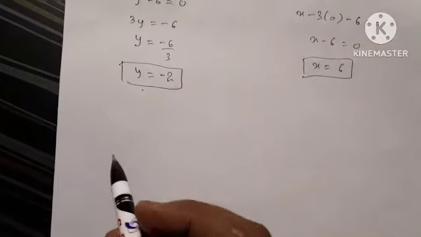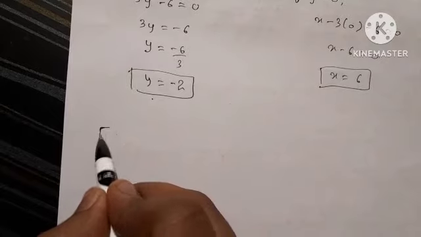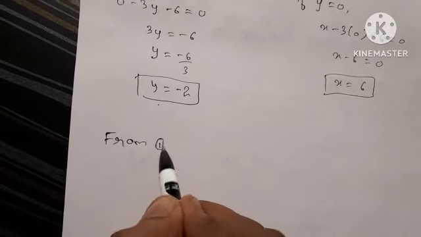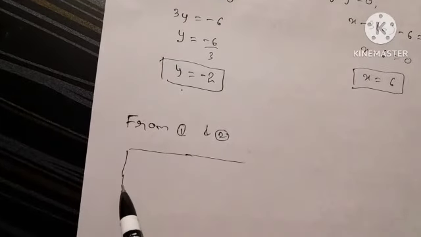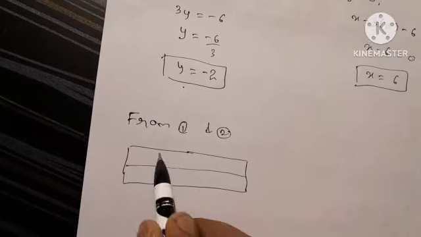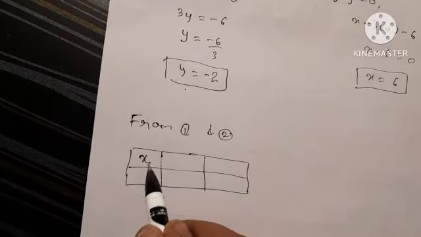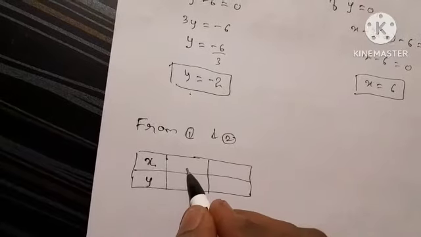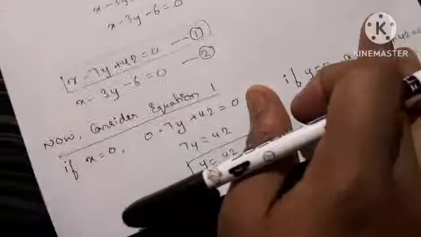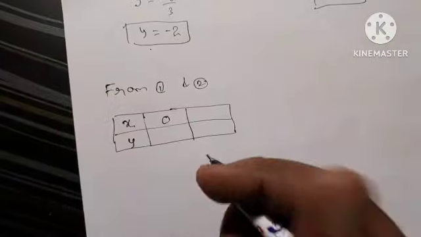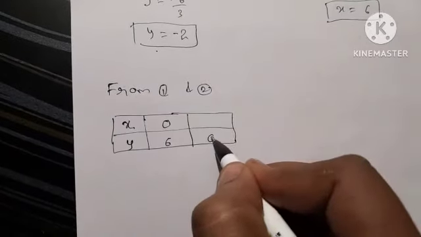Now we'll make a tabular column for both equations 1 and 2. So here x and here y. So when x value will be 0 for equation 1, we get y as 6, and similarly for y as 0, we get x as minus 42. Therefore x is equal to 0 gives y is equal to 6, and if y is equal to 0, we get x is equal to minus 42. Similarly, we will make another box.